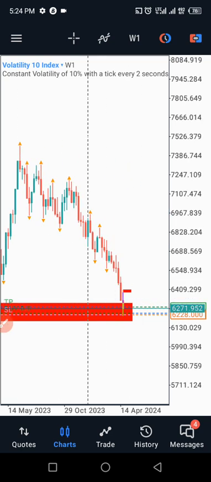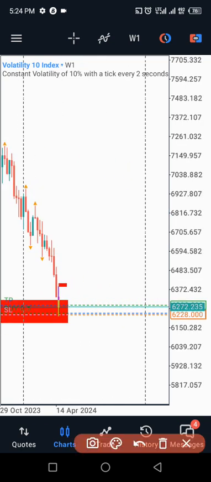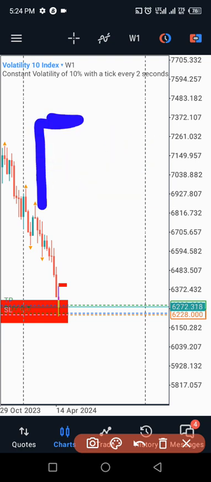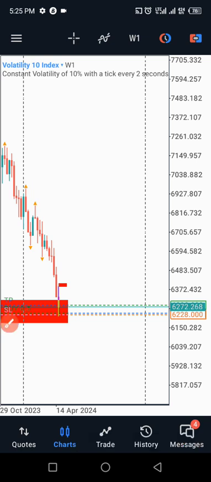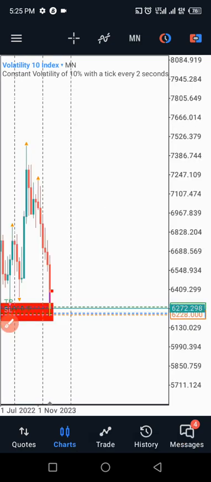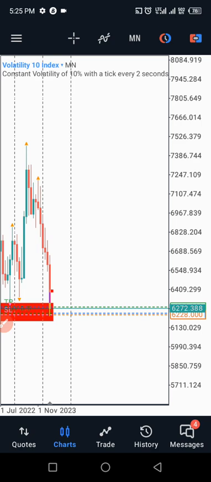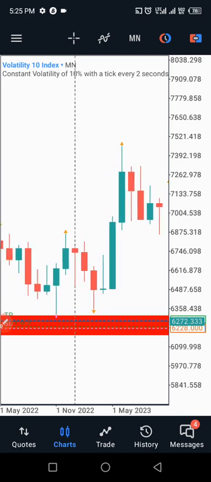But remember I said the first thing we are going to be talking about here is the fair value gap. Don't forget that for us to be able to see the fair value gap, we have to go to the monthly time frame. Don't worry, you can still scalp with this strategy. The most important thing is for you to know where price is coming from. Whenever you know where price is coming from, you can scalp with this strategy.